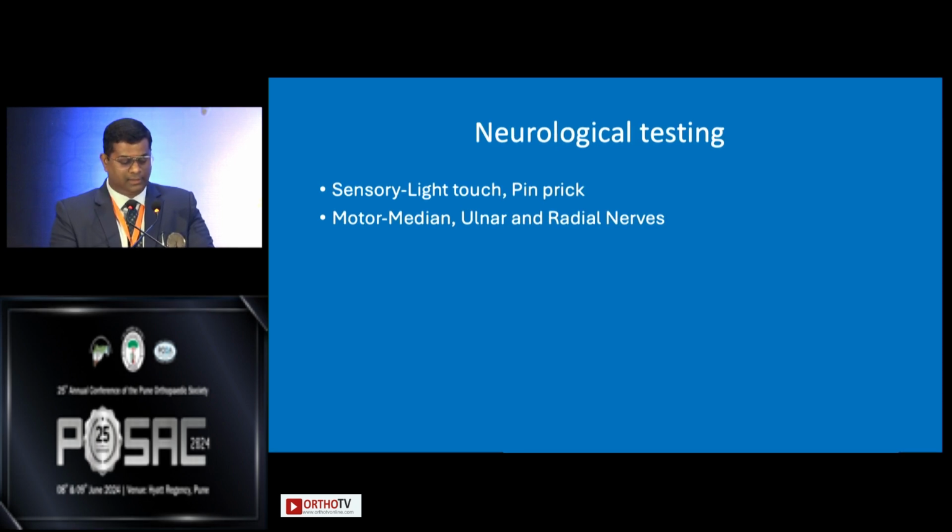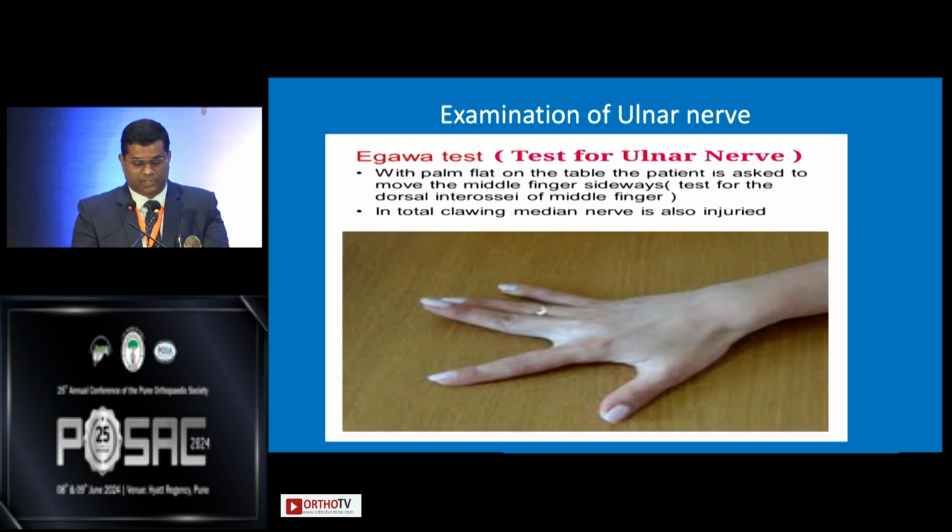So neurological: sensory, light touch and pinprick. We should have proper examination tools. We should have a proper examination kit at the OPD where you have to point out the sensory part. Then motor, we focus on median, ulnar and radial nerves. So these are some examination points.